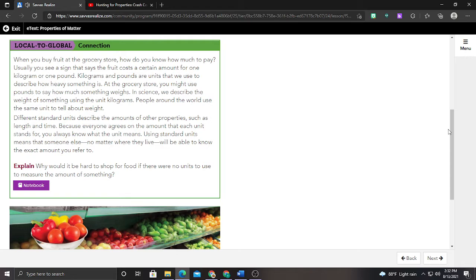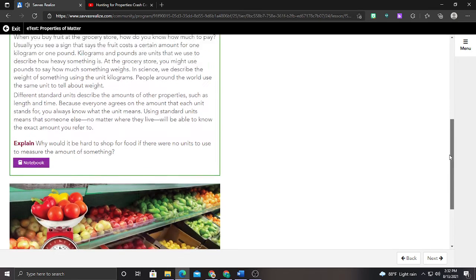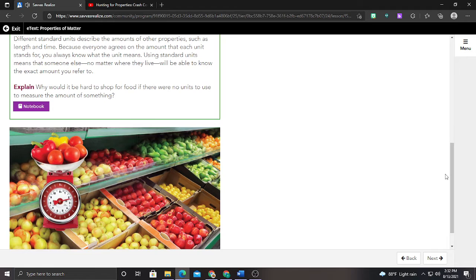Usually you see a sign that says the fruit costs a certain amount for 1 kilogram or 1 pound. Kilograms and pounds are units that we use to describe how heavy something is. At the grocery store, you might use pounds to say how much something weighs. In science, we describe the weight of something using the unit kilograms. People around the world use the same unit to tell about weight. Different standard units describe the amounts of other properties, such as length and time. Because everyone agrees on the amount that each unit stands for, you always know what the unit means.